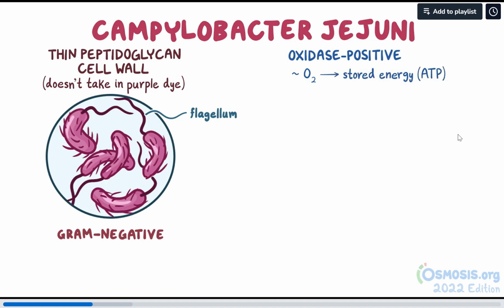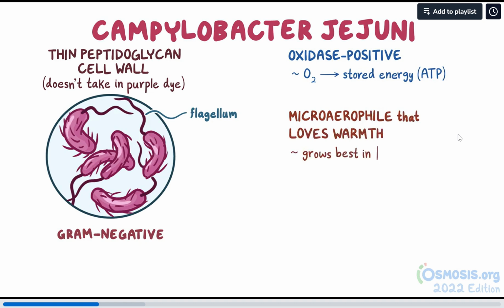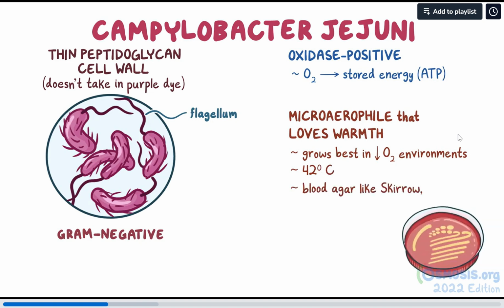Lastly, Campylobacter jejuni is a microaerophile that loves warmth, so it grows best in low oxygen environments at 42 degrees Celsius on blood agar varieties like Skirrow, Butzler, and Campylobacter.